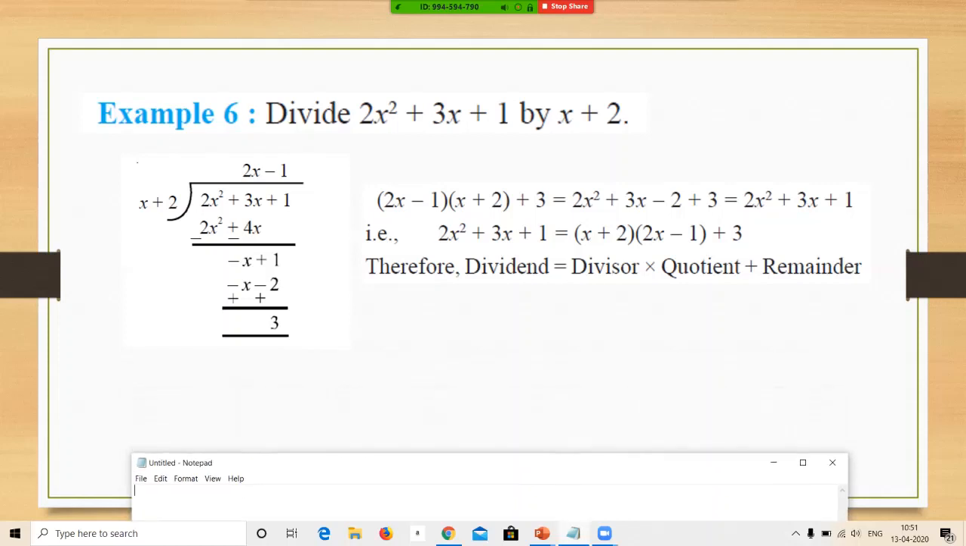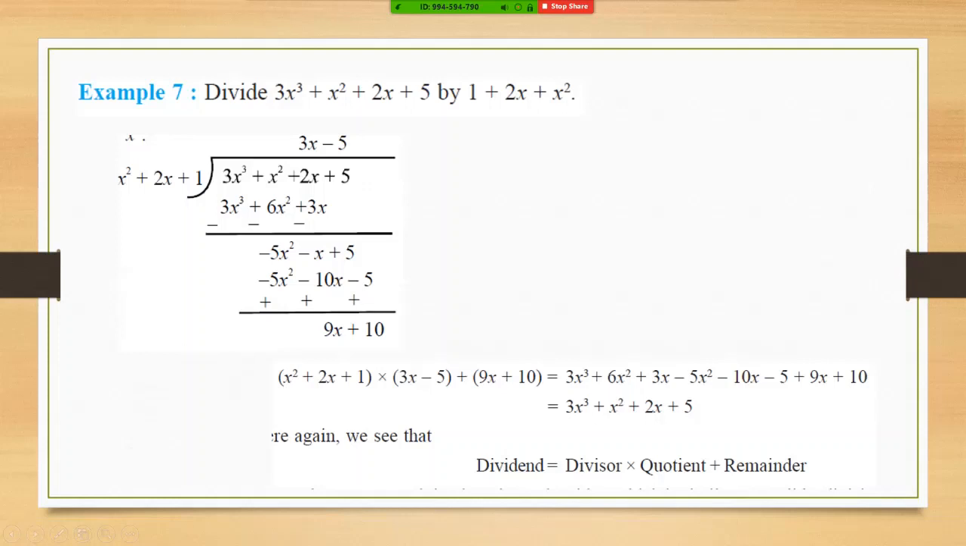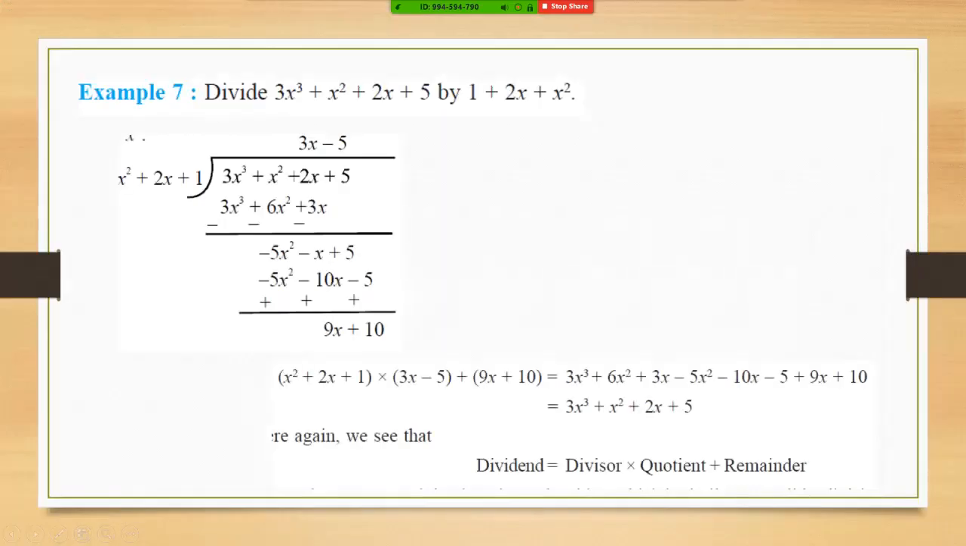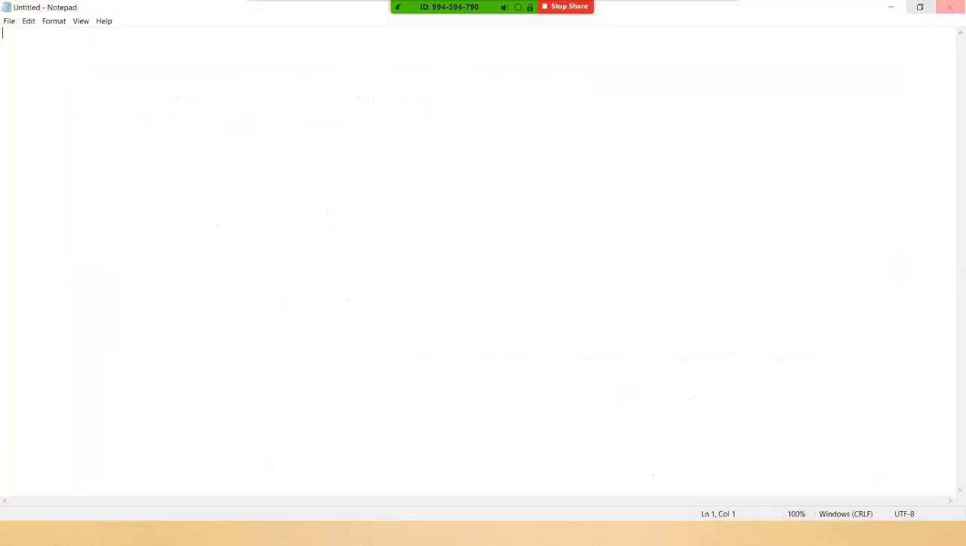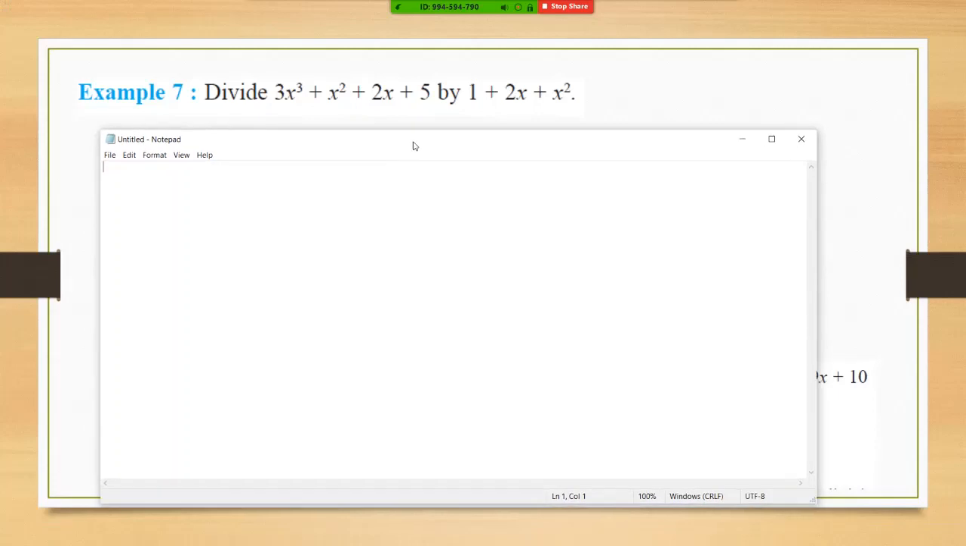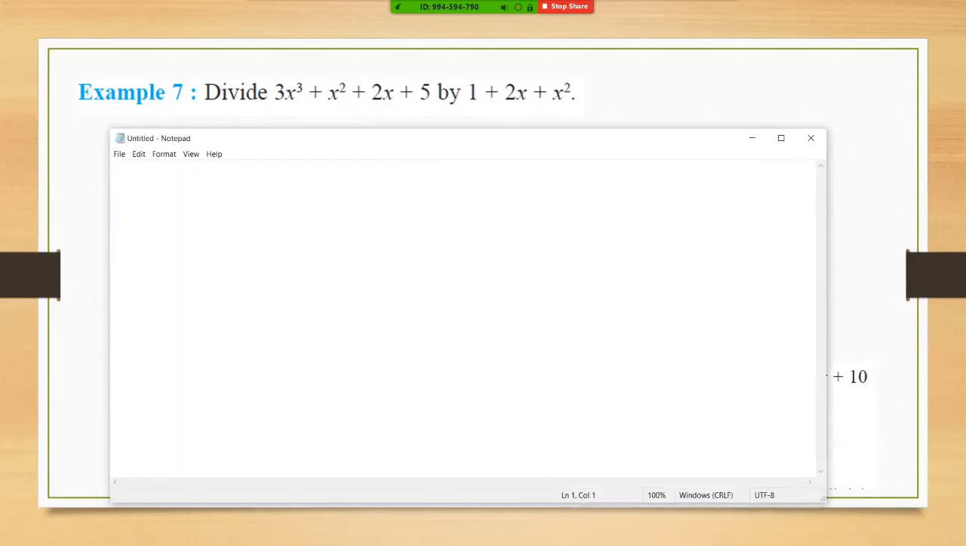Shall I go to the next question? And again, I'm going to hide the screen. Wait a minute, the whole thing got hidden. Shall we start? Now again, check. Cube, square, 1. Done. But what about this? How do I arrange this? Should I arrange it?